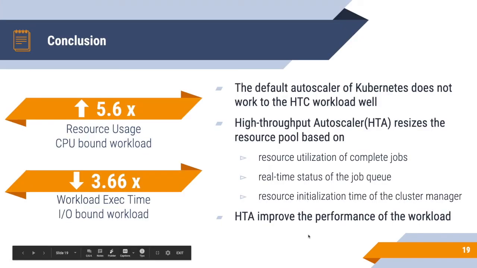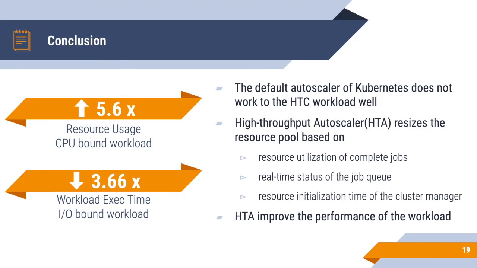To conclude, in this paper, we developed a feedback autoscaling mechanism for running high-throughput workloads on a container orchestrator, which estimates the resource shortage based on the task-level information, workload runtime status, and the platform status. Based on this mechanism, we developed the high-throughput autoscaler. Compared to the default autoscaler of Kubernetes, the high-throughput autoscaler improved the resource usage of the CPU-bound workload by 5.6 times, and shortened the workload execution time of the I/O-bound workload by 3.6 times.